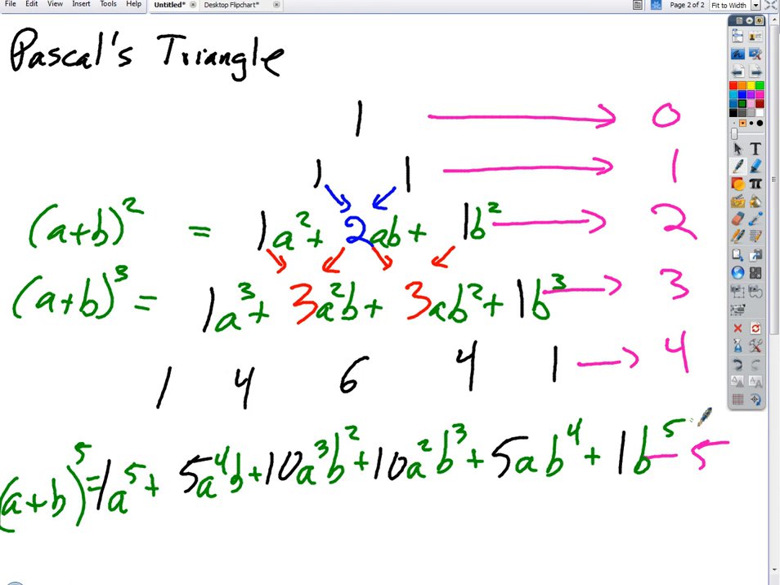There is a formula, so you don't need the triangle, but I never remember the formula because this always works and it's easier to do. It's just a quick little pattern. Okay? All right, simple, that's good.